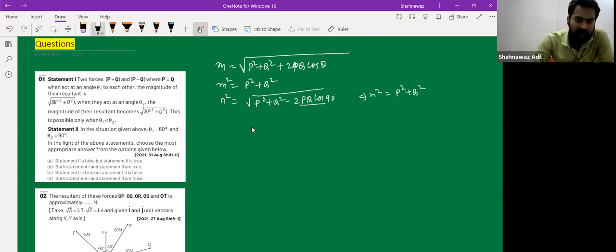Right. Now in this question, what they have asked is the magnitude of their resultant. So the magnitude of these two forces, one is M and the other is N, right? So their resultant magnitude will be what? M square plus N square plus 2MN cos theta, right? So the angle between them is what?